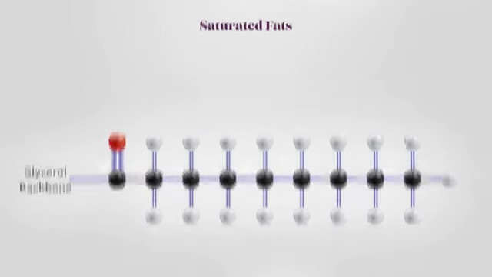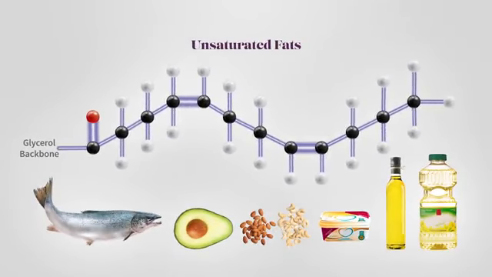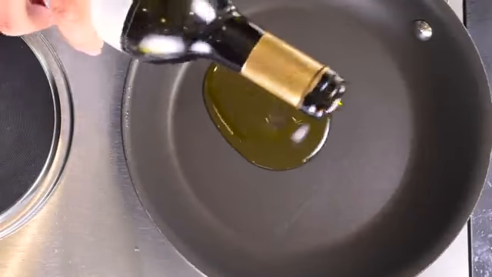In contrast, the fatty acids that make up unsaturated fats are kinked in places where double bonds between the carbon atoms cause the chains to be less saturated with hydrogen. This also means that these fatty acids don't pack together as tightly, leaving most unsaturated fats in the liquid state at room temperature.